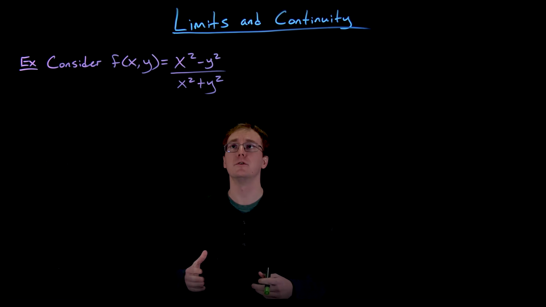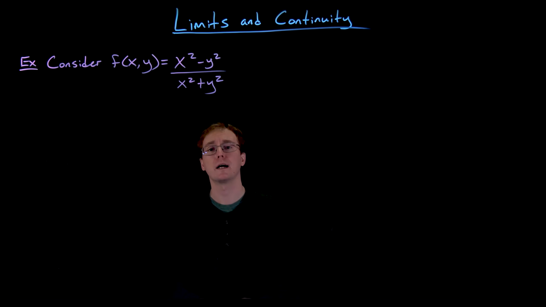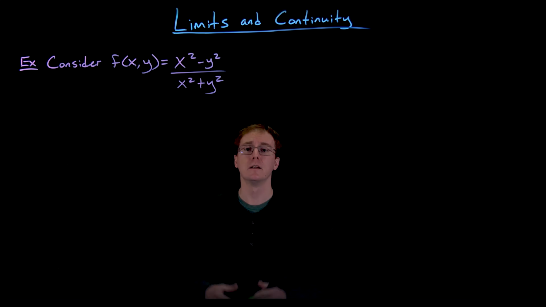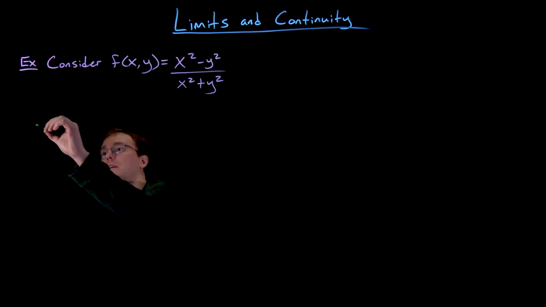In this example, I want us to consider the function f of x comma y, which is defined by the equation where in the numerator we have x squared minus y squared, and in the denominator we have x squared plus y squared. So the first thing I want us to think about for this function is what is the domain of this function?